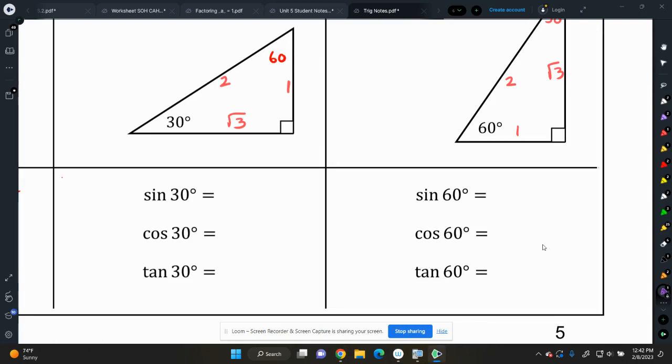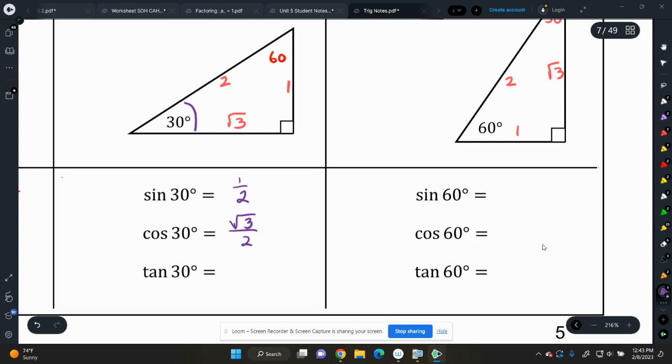The sine of 30 degrees. Sine is opposite over hypotenuse. So it's opposite over hypotenuse. What's the hypotenuse? 2. Opposite over hypotenuse, 1/2. But the cosine of 30 degrees. Ariel, what'd you get? Square root of 3 over 2.